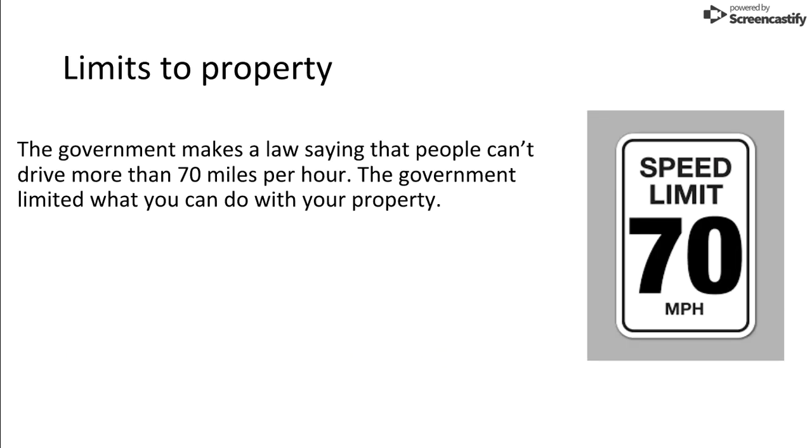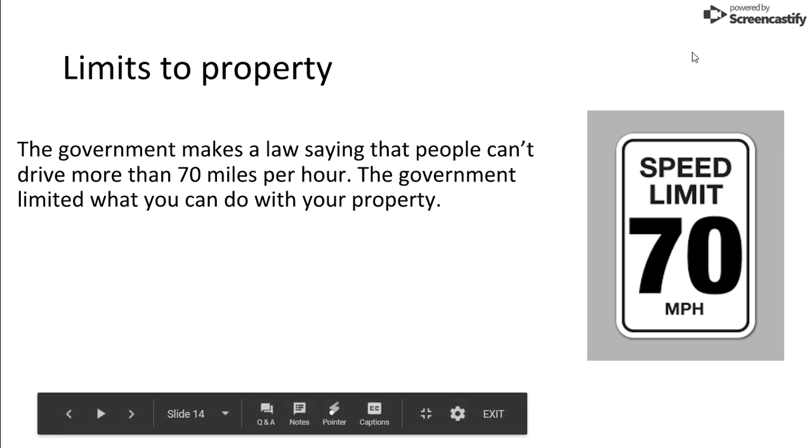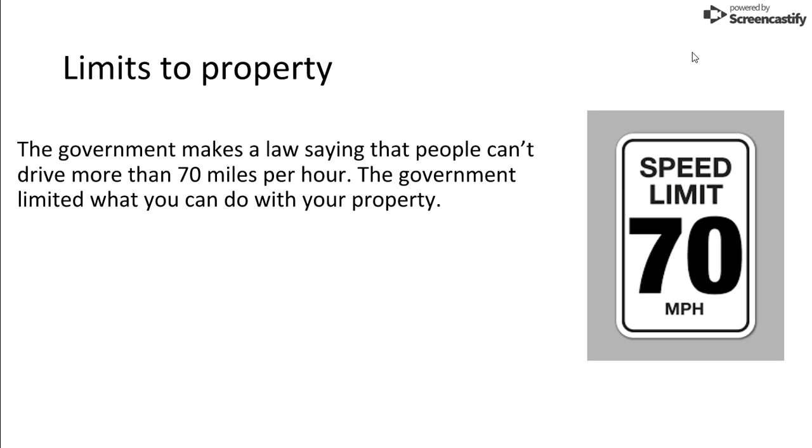Here's another example. The government makes a law saying that people can't drive more than 70 miles per hour. The government limited what you can do with your property. So you're allowed to have a car, you can own it, but you can't go faster than 70 miles per hour. Why do you think the government limits how fast people can drive? Well, the government limits it to keep people safe because they don't want people getting hurt. So the government usually only limits property to keep other people safe so you don't hurt other people.